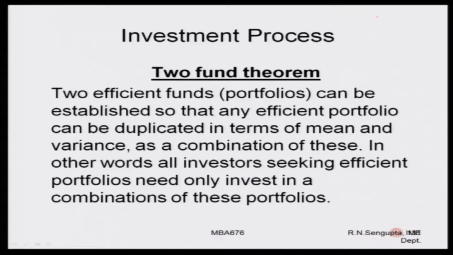Now, this leads us to the two fund theorem. So, for example, two efficient funds or portfolios can be established such that any efficient portfolio can be duplicated, in terms of the mean and the variance, as a combination of these two. In other words, all investors seeking to have a portfolio such that they are always efficient would basically take this R1 star bar and R2 star bar in some proportions depending on the risk return appetite, such that they are able to formulate the portfolio which meets their criteria to the maximum possible extent.